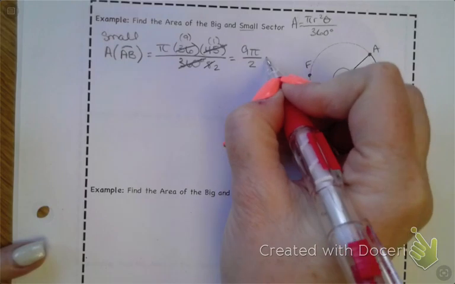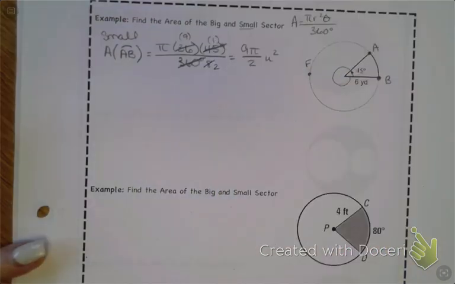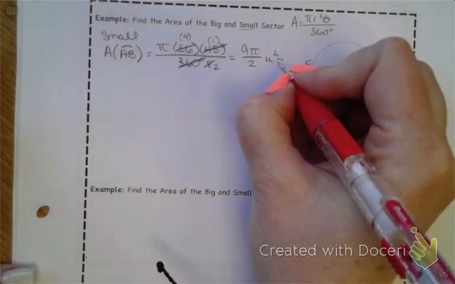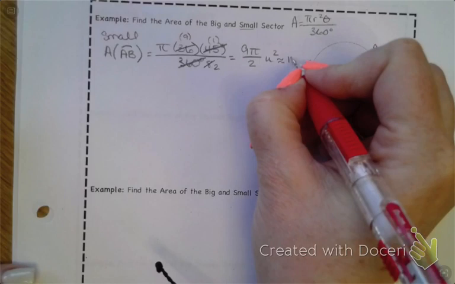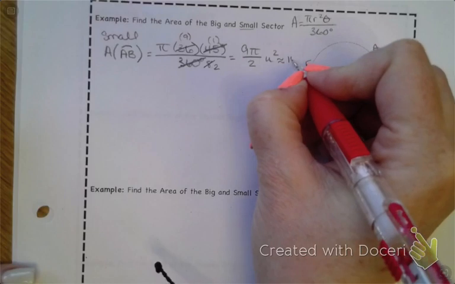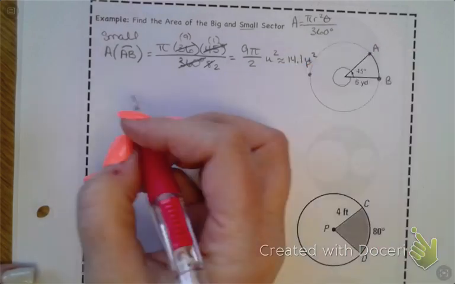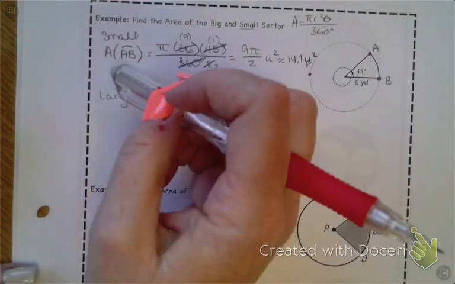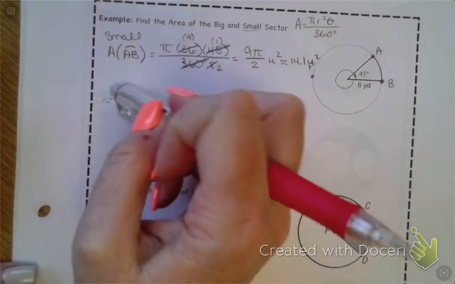So when I put that in my calculator, I get approximately 14.1 units squared. So now the large sector, or the big sector, I guess they call it here. We'll use the words they use.